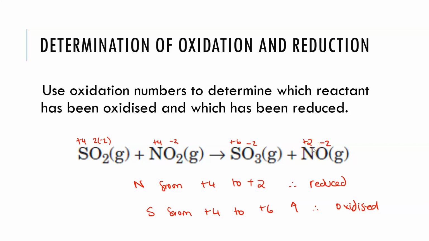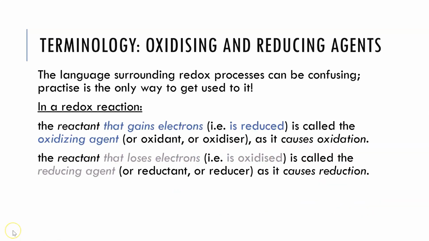Nitrogen has gone from plus 4 to plus 2, so it has been reduced, undergoing a reduction process. And sulfur has gone from plus 4 to plus 6, the increase in oxidation number showing that it has been oxidized. Terminology for redox can be quite confusing. With all the terms oxidation, reduction, oxidizing agent, reducing agent, they all sound very similar. It is important that you practice this terminology so that you can use it in the correct way in the right situation.